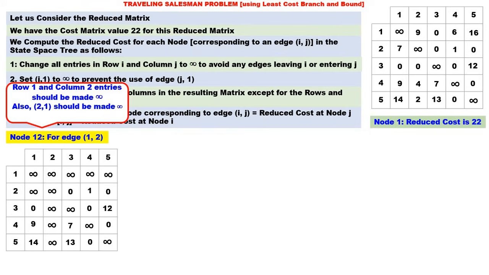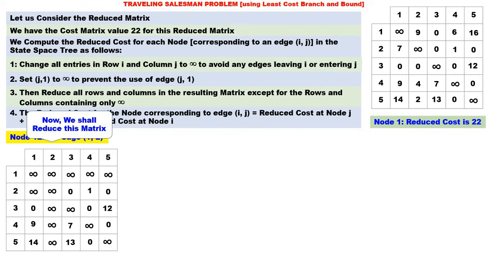Now we have to reduce this matrix. How to reduce? Row reduction, column reduction. Now consider the first row. All the elements are infinity. When all the elements are infinity, we need not worry. Second row, 0 is the minimum element, so no change. Third row, 0 minimum element, no change. Fourth row, 0 minimum element, no change. Fifth row, 0 minimum element, no change.